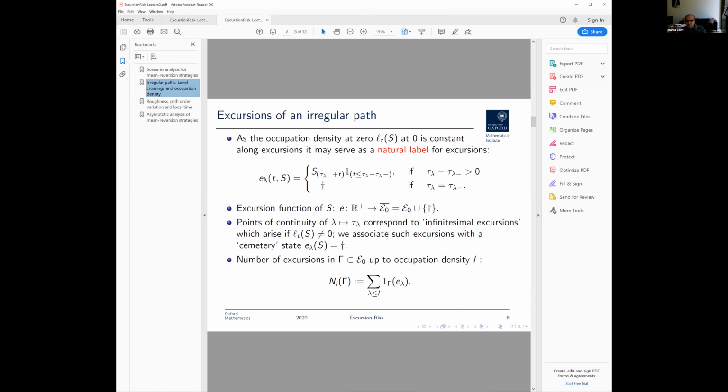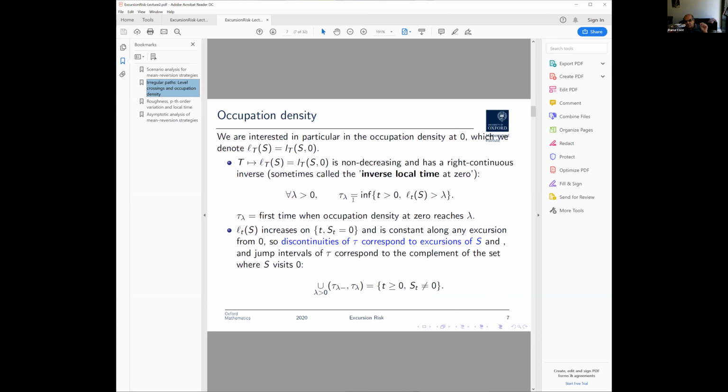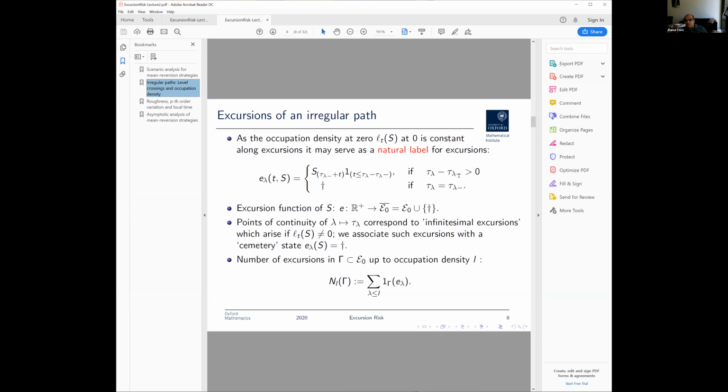Okay, so what is the excursion with label lambda? Remember this inverse local time translates occupation density into time. So tau lambda is the first time when the occupation density reaches lambda. To switch between time and occupation density, you use tau lambda. And tau lambda minus, the value of tau lambda before the jump, is the starting point of the excursion. Tau lambda, the value after the jump, is the time corresponding to the end of this excursion. The duration of the excursion is exactly the jump of tau lambda, tau lambda minus tau lambda minus. This is the jump size of tau lambda. The discontinuity of tau lambda is exactly the duration of the excursion.